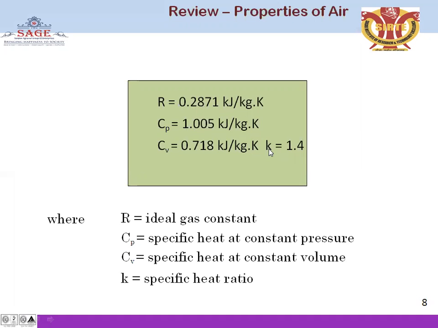K is the adiabatic constant, the ratio of specific heats Cp by Cv, that is 1.4. Where R is the ideal gas constant, Cp is the specific heat at constant pressure, Cv is the specific heat at constant volume, and K, or gamma, is called the specific heat ratio.